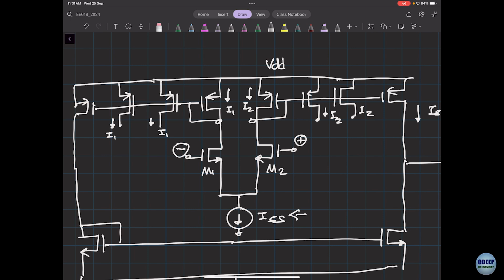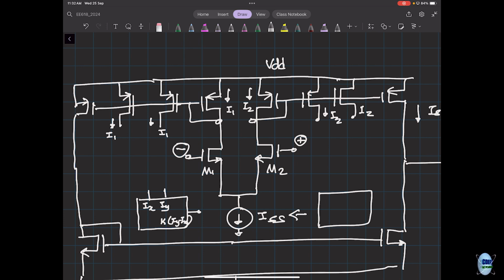Okay. And then what I will do is I will put this box here. And note how I am using this thing. Right now, it's IX, IY. Okay, and what was our K times IY minus IX? That was our transfer function. And similarly, I will do the same thing on this side. Here also, I will say IY, IX, and then K times IY minus IX.